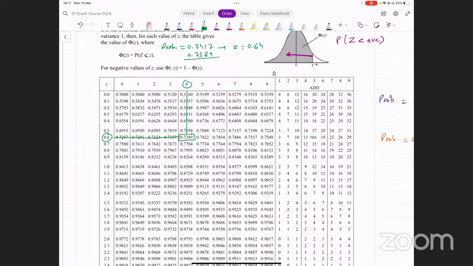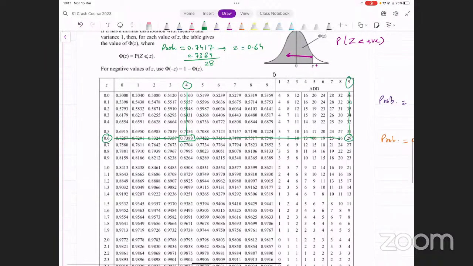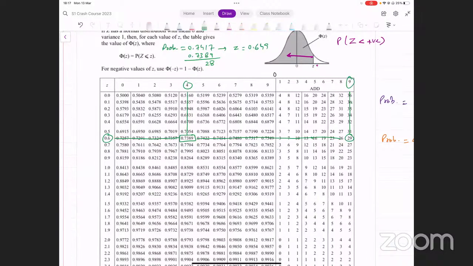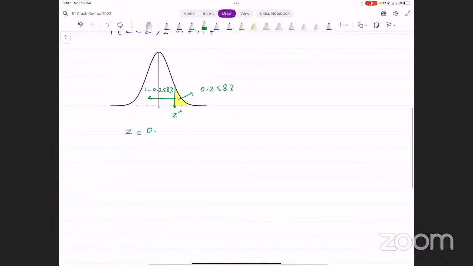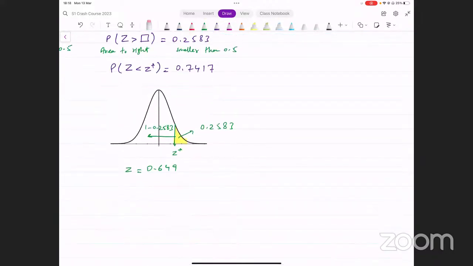Now, how much more do we have to add? 11 plus 17, which is 28. We need 28 more. We go to the right side here. We don't have 28, but 29 is closer to 28. So we use 29 here. And the corresponding value is 9. So it's 0.649. That's the value of z that we have here. Z is equal to 0.649. All right. Now, since z was supposed to be positive, we just keep it as it is. That's the value of z.